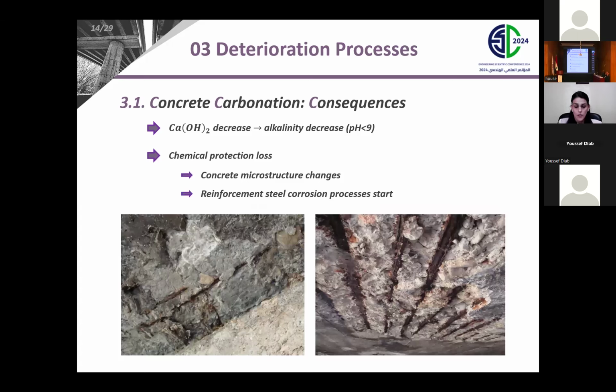Now, let's look at the consequences of concrete carbonation. As a result of the carbonation, the amount of calcium hydroxide is reduced, and this leads to decrease in the alkalinity. Thus, concrete no longer protects the reinforcement steel from corrosion. The surface layers of concrete change their microstructure, and favorable conditions for reinforcement steel corrosion are established.